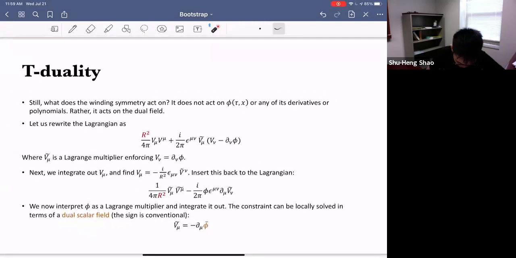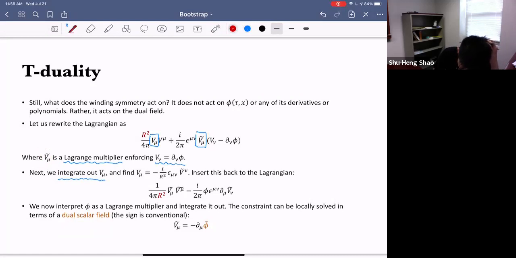So we first rewrite the free boson Lagrangian in this manner. What we introduce is a field V mu and V tilde mu. V tilde mu is a Lagrange multiplier. When you integrate it out, it sets V mu to be the derivative of phi. And then you plug this back in, you retrieve the original free boson Lagrangian. But instead of integrating out V tilde mu, which was introduced as a Lagrange multiplier, the trick of duality is that you integrate out something else. So here we integrate out V mu instead.